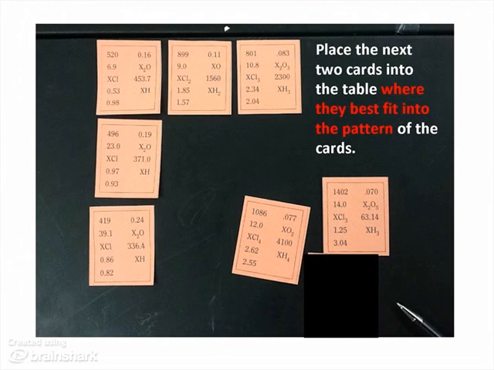Two new cards are shown on the table. Find these in your deck. Place these next 2 cards into the table where they best fit into the pattern of the cards that are already on the table. So look at the 2 new cards and fit them into the table with the 5 cards that already exist. Remember, you're looking for patterns in the number trends and in the formulas. Do that now. Place your cards into your pattern and then move on to the next slide.